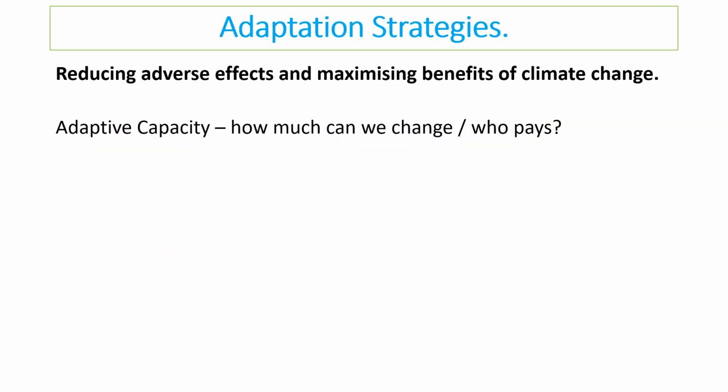So what adaptation strategies can we use? Well, what we can do is we can reduce adverse effects by maximising the benefits of climate change. So we want to do both things. We want to reduce the effect and maximise it. So we can look at this, but there is a problem with this capacity. How much can we do this? Like in COP27 recently, who pays and how much for?